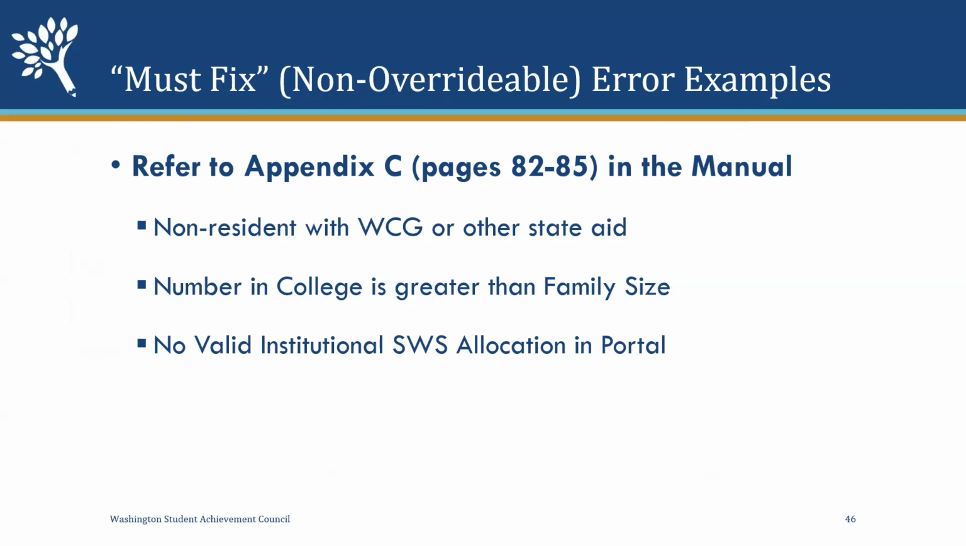portal. If the file upload worked, but then the secondary edits run, these will require you to correct the student record before you can submit. So there may be additional edits after you complete your initial run.